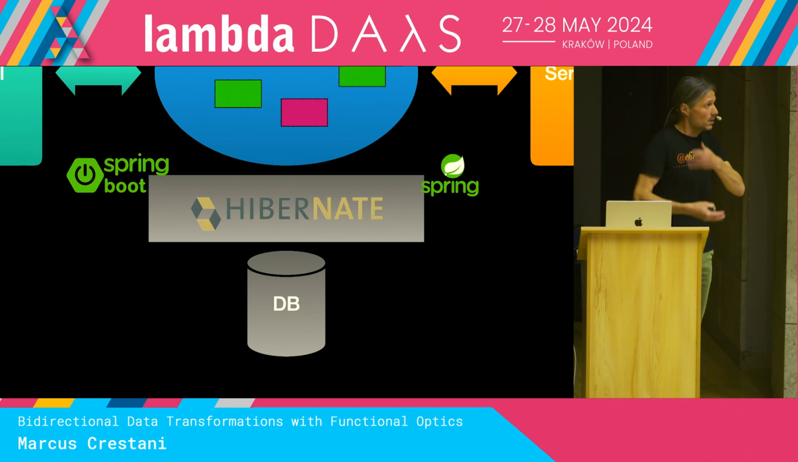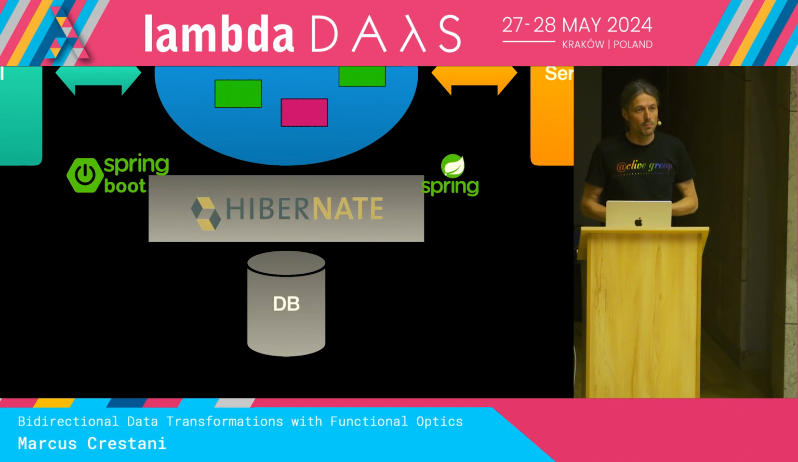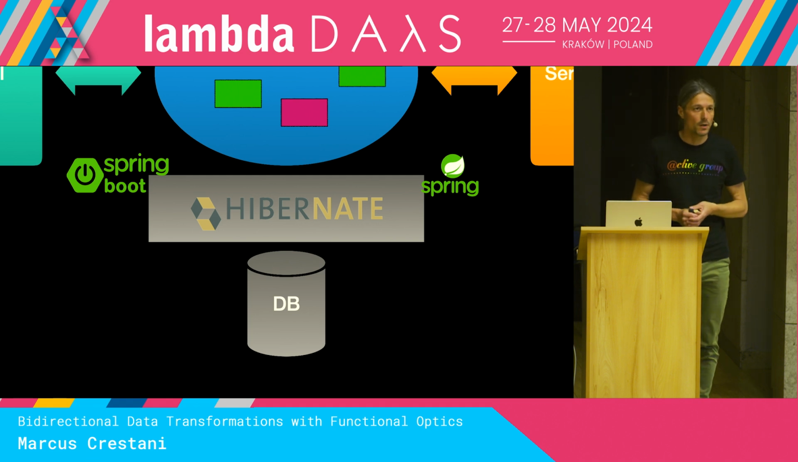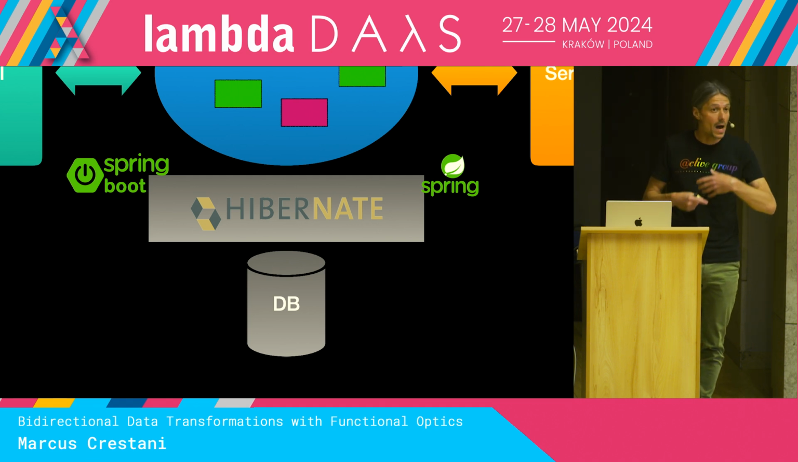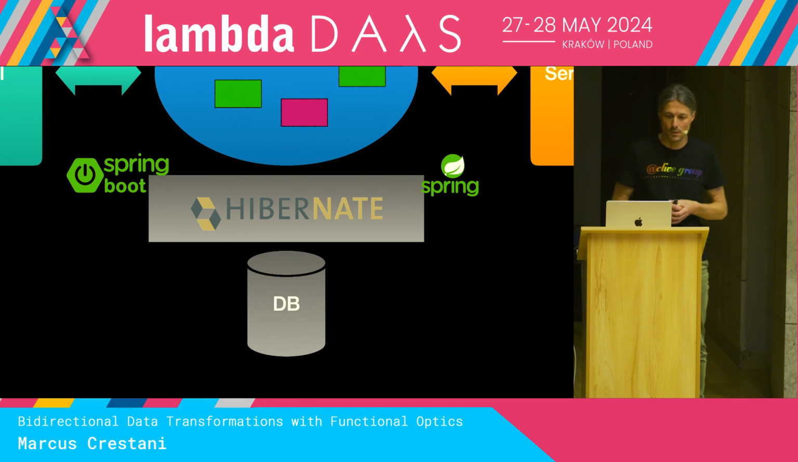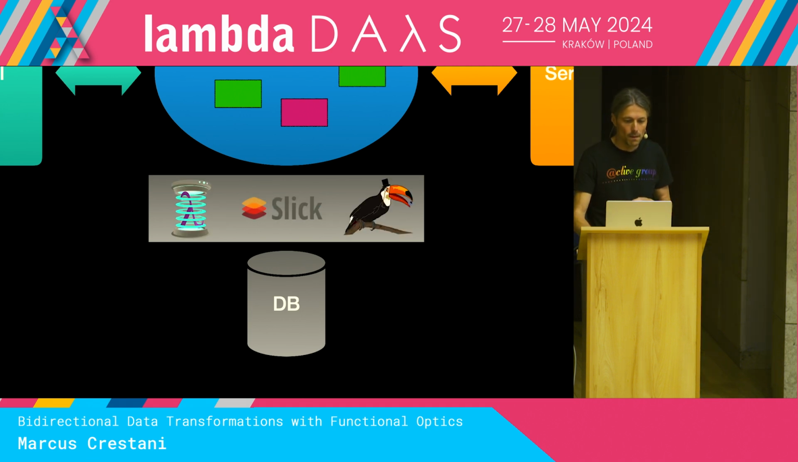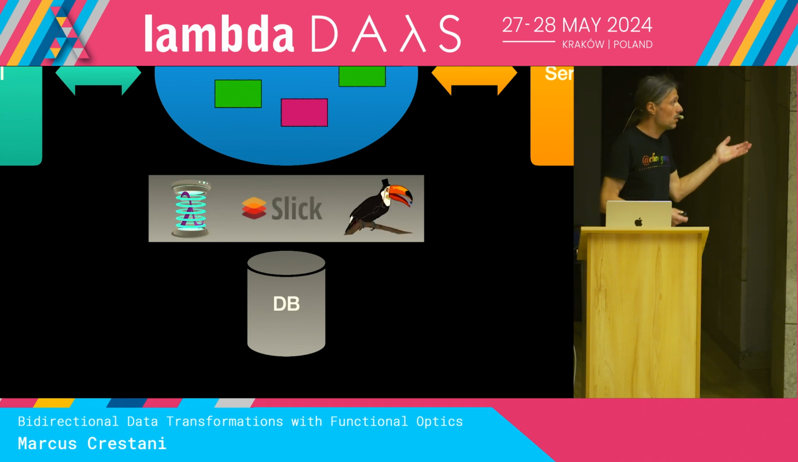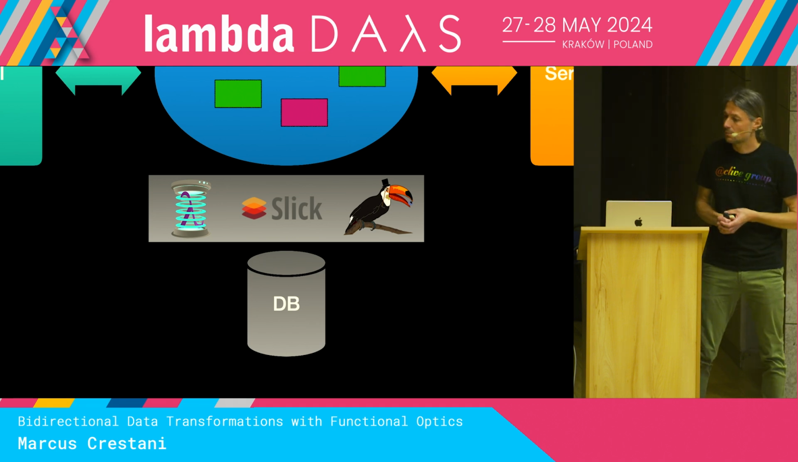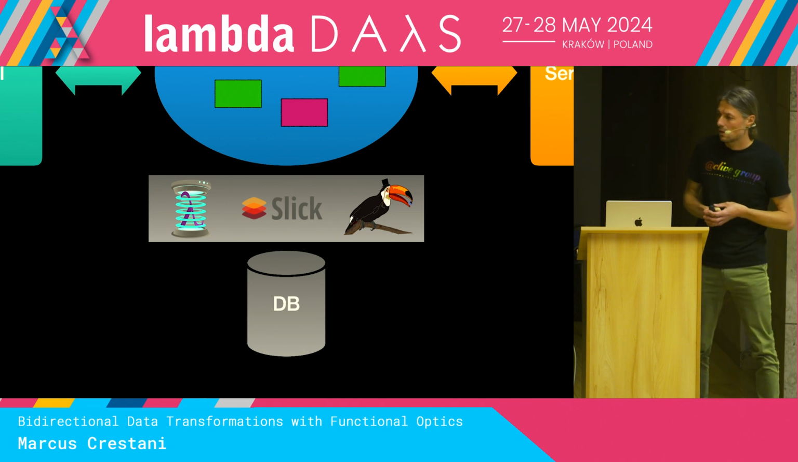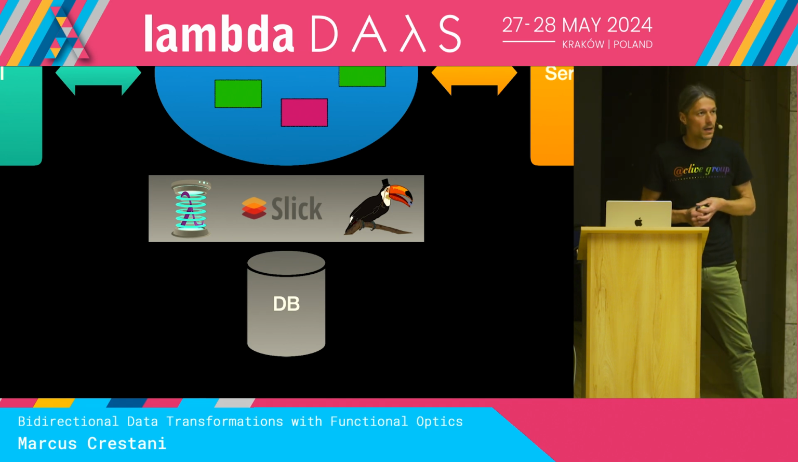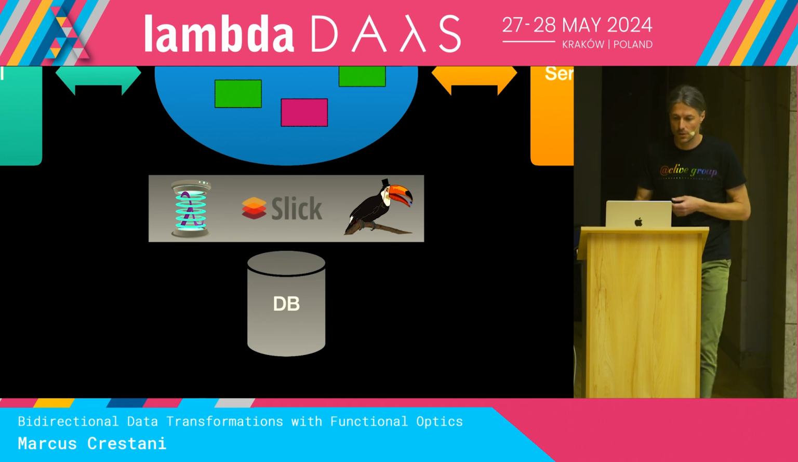For example, in the Java world, there is a very popular Spring Boot framework that comes with the Hibernate ORM library out of the box. But we have them also on the functional side. They exist in the functional programming world as well. Popular examples are Beam for Haskell, Slick for Scala, and Toucan for Clojure.